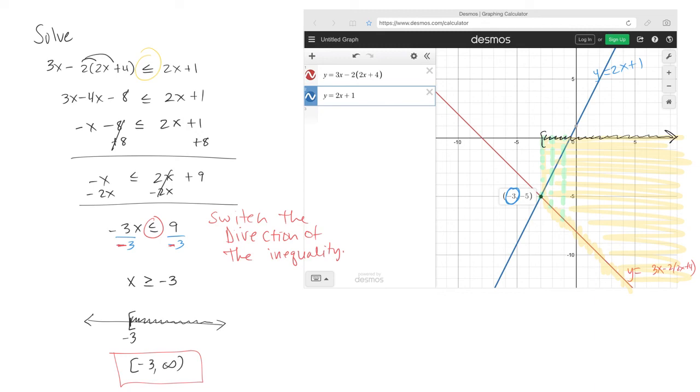Okay, so my answer would be, I go to this point up here, the x is negative 3 there. Okay, so it would be from negative 3 to infinity, which is the same that we got solving algebraically.